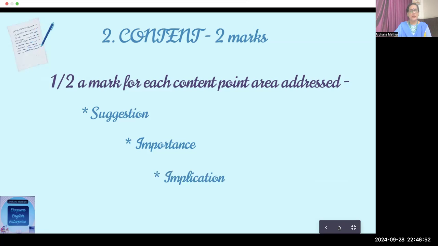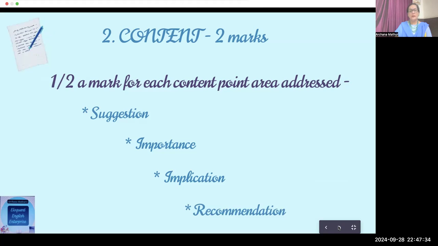Then comes the implication. Now, implication over here means that we explore the potential consequences or the outcomes of the implementation of your suggestion. You can discuss the positive implications such as improved efficiency or increased satisfaction, as well as any potential challenges or drawbacks. It's very essential, dear viewers, to present a balanced view and also address any concerns that may arise after you write this. So the implications again of your writing have to be emphasized.